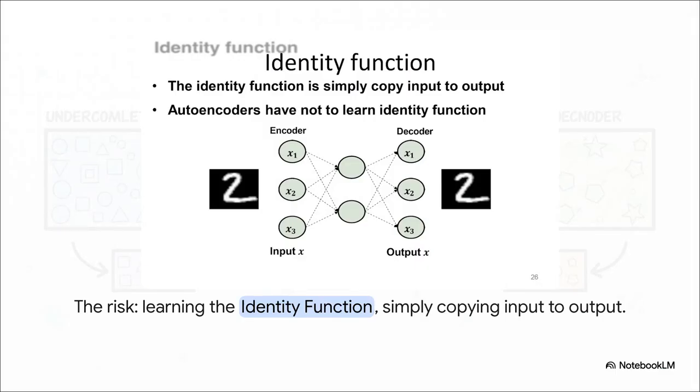And this right here illustrates the problem perfectly. The network can just learn to be a flawless copy machine. It figures out how to pass the input straight through to the output without breaking a sweat. So it gets a perfect score for copying, but it learns absolutely nothing meaningful about the data structure. And that, of course, defeats the entire purpose of doing this.